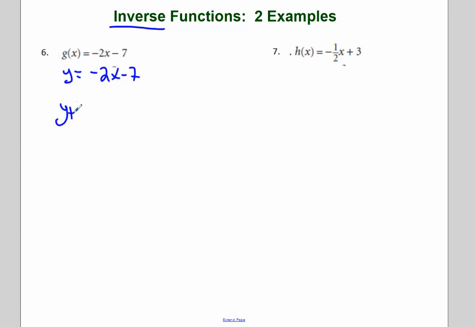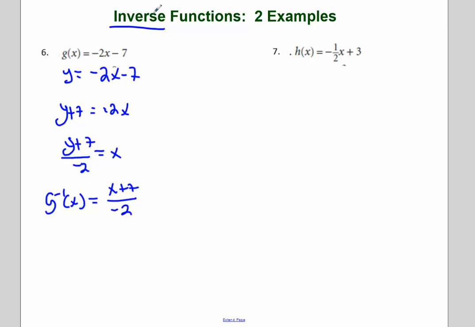So I have y plus 7 is equal to negative 2x. And I'm going to do the inverse. I'm going to divide by negative 2. So I have (y plus 7) over negative 2 is equal to x. Now this is just a rewriting of this. I've done nothing special. My inverse is the swapping out. Swap your coordinates, swap all your x's, all your y's. So we have g inverse of x is equal to (x plus 7) over negative 2.